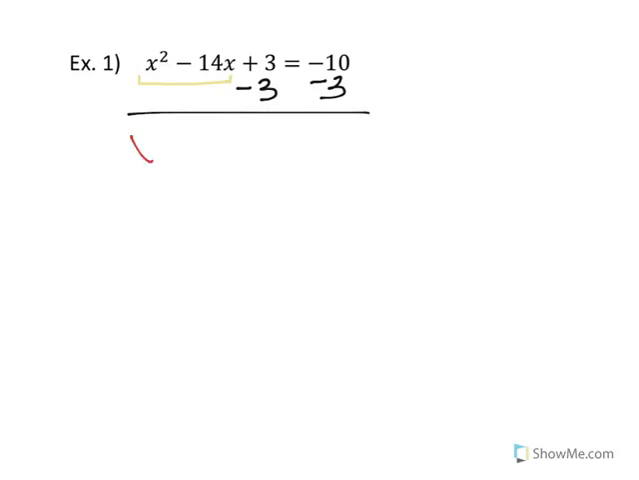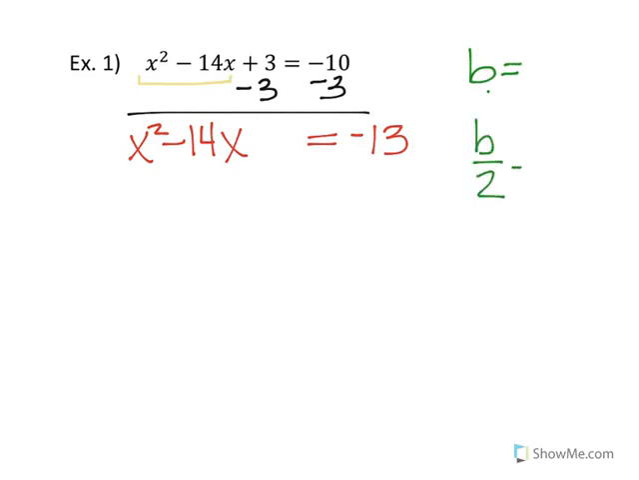So when we do that, we're still left with x squared minus 14x. We're going to leave a little bit of a space because we're going to add something in that space in the second step. And then on the other side of the equation, we'll have negative 13. Now, still in step 1, we have to find what I again call the b's. So we need to find what is b over 2, and what is b over 2 squared.